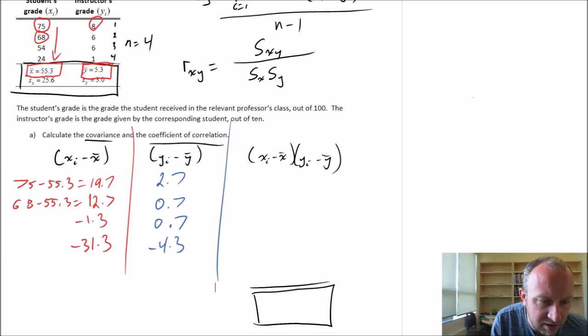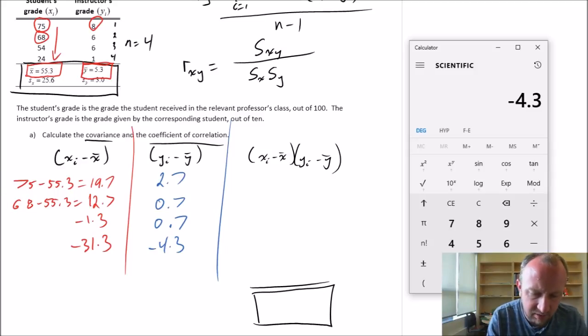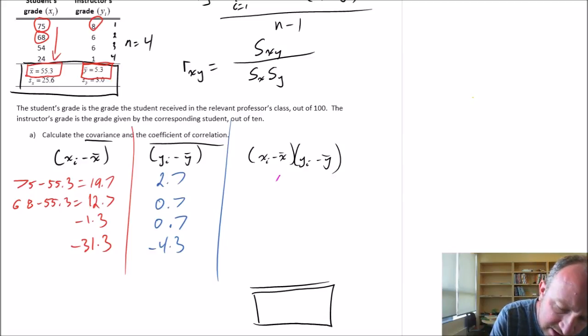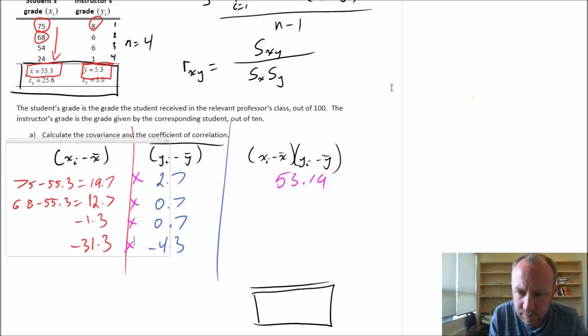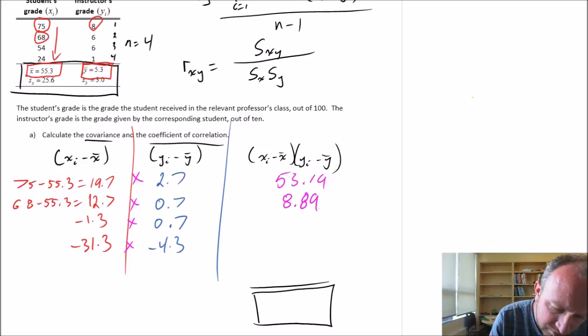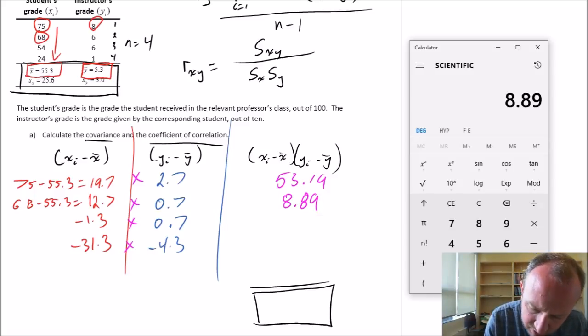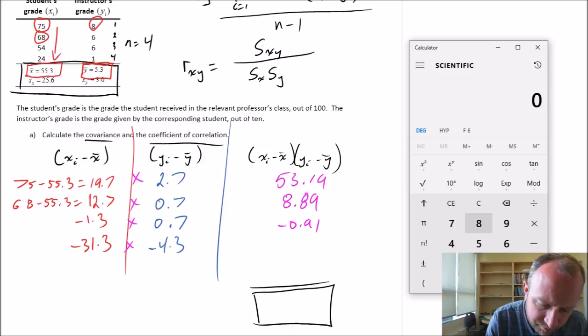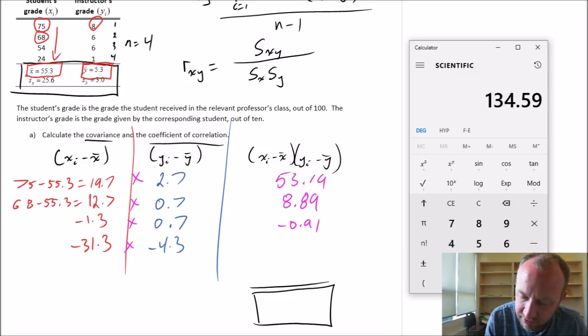And now we want to multiply these together. So now I'm going to be looking at 19.7 times 2.7, 53.19. I'm just multiplying those two, those two, those two, and these two. So the next one is 12.7 times 0.7, 8.89. Next one is negative 1.3 times 0.7, negative 0.91, and the last, negative 31.3 times negative 4.3, 134.59.